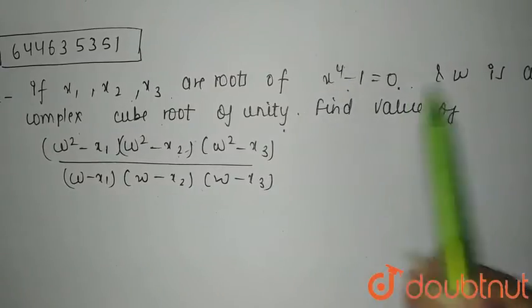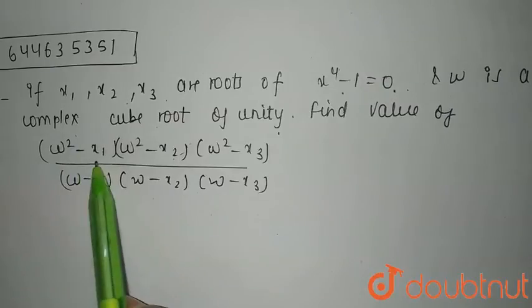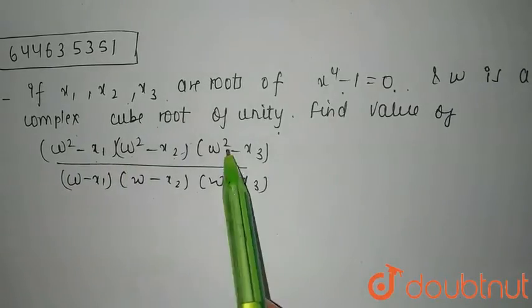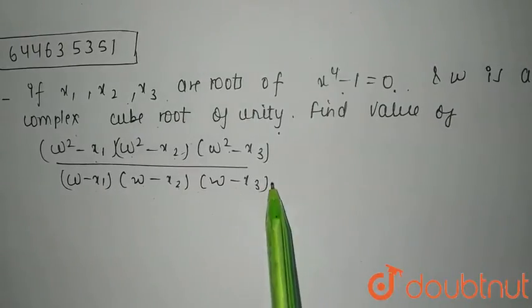Hello everyone, so our question is, if x1, x2, x3 are roots of x⁴ minus 1 equals 0 and ω is a complex cube root of unity, find the value of (ω² minus x1)(ω² minus x2)(ω² minus x3) divided by (ω minus x1)(ω minus x2)(ω minus x3).